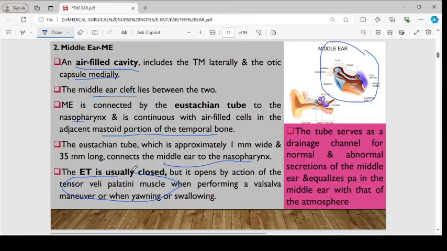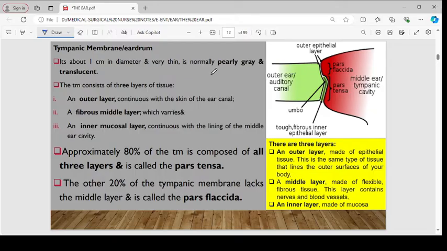So this tube that connects the middle ear to the nasopharynx is very important because it serves as a drainage channel for the normal and abnormal secretions of the middle ear. Equally, it also equalizes pressure in the middle ear with the atmospheric pressure.